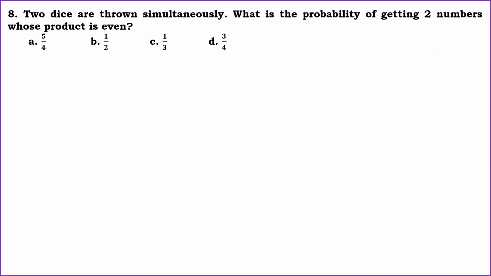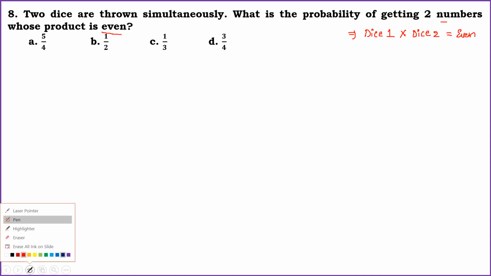Next one. 2 dice are thrown simultaneously. What is the probability of getting 2 numbers whose product is even? So here he has given one condition. If you multiply the number on the first dice with the number on the second dice, the product should be even. This is the condition they have given.